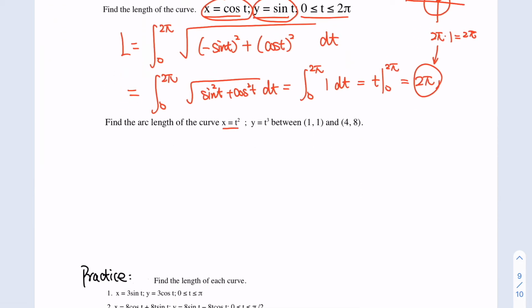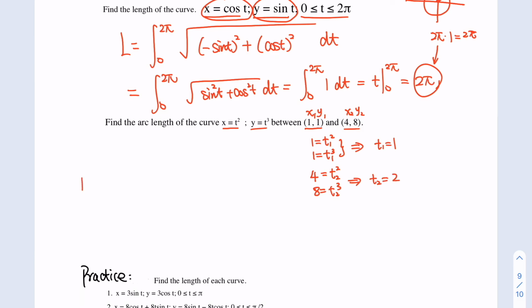Given x equals this, y equals this, find the arc length between these 2 points. Keep in mind these 2 points are x, y values. So from these two, we have to solve for t first. So we set 1 equals t1 squared and 1 equals t1 cubed. From here, using the first point, we solve t1 equals 1. Using the second point, x equals t squared, 8 equals t cubed. We solve for t2, which is 2.